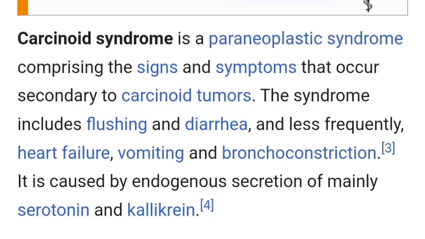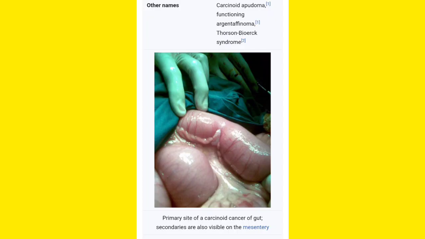And where is this serotonin coming from? Serotonin is coming from the neuroendocrine tumors. Where are these neuroendocrine tumors situated? They are situated in your gut, basically in the gut. You can see the picture. This is the picture of the gut, where you can see the primary site of the carcinoid tumor. The primary site is in the gut.